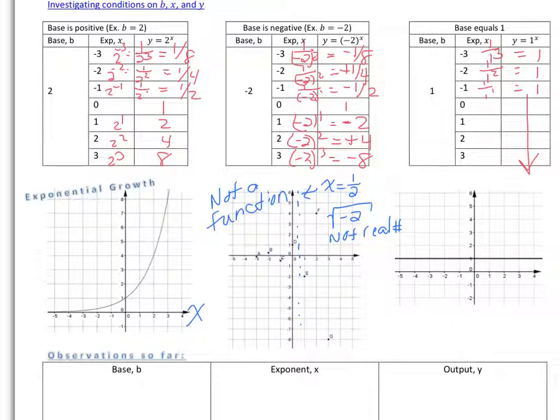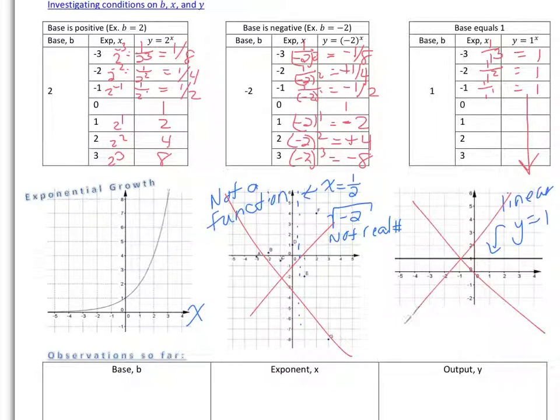And if I graph that on the xy coordinate plane, then I just have a linear equation of y equal to 1. And so certainly this is not an exponential growth. So the long and the short of it is, I wanted to do these comparisons to show you that a negative base is certainly not going to yield exponential growth or decay. Neither is a base of 1.